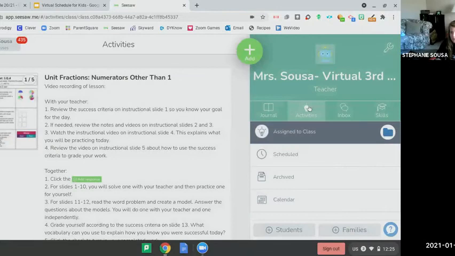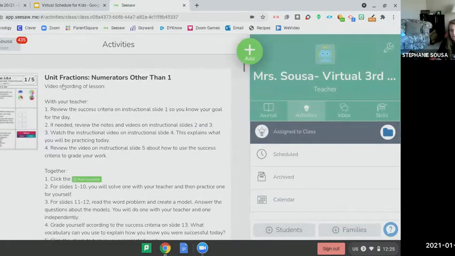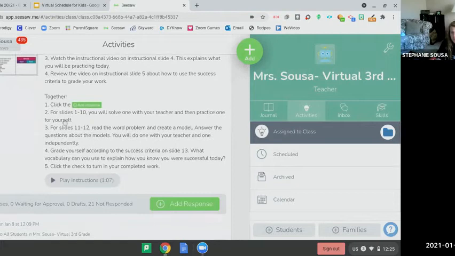Alrighty, please, if you would, go to your activities inside of Seesaw. You have unit fractions with numerators other than 1. With your teacher, we have reviewed the success criteria. We have taken a look at the notes and videos. And now we are getting ready to look at our work together today. So click on the Add Response.